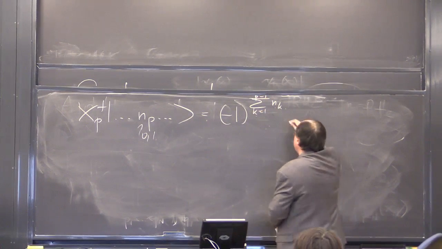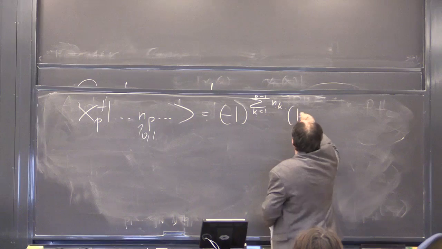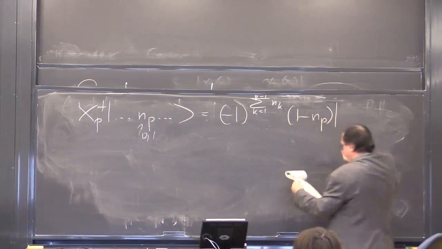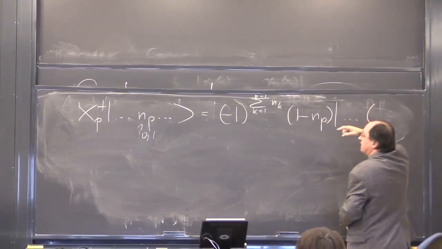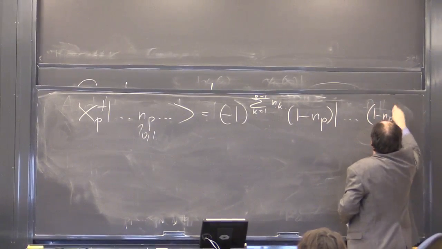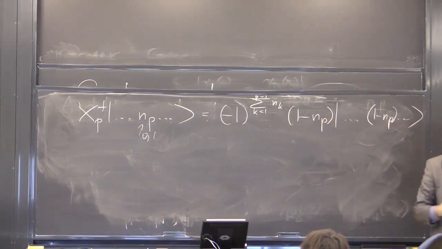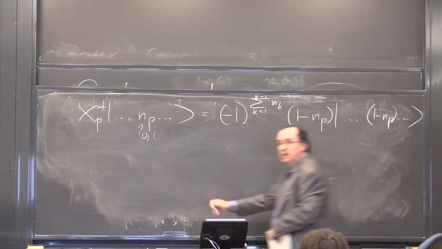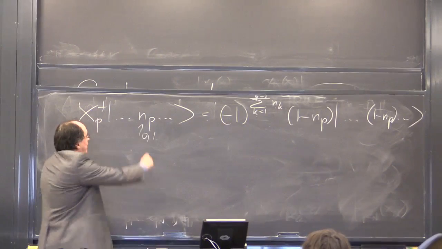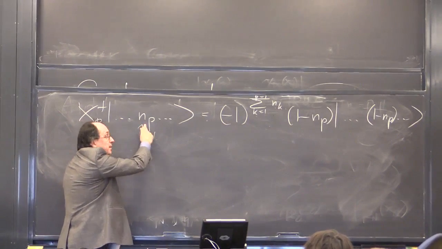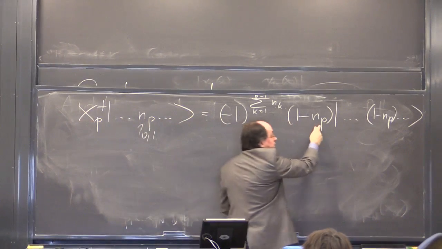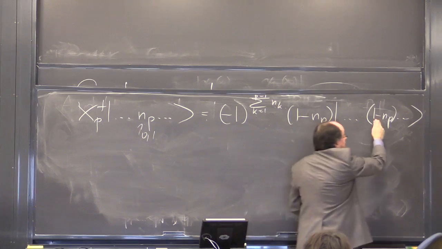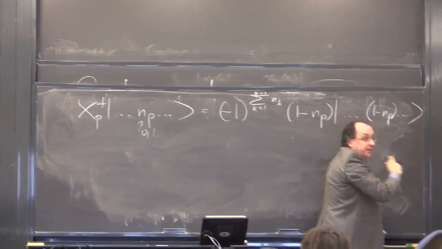And then we're going to have 1 minus n_p as our prefactor, and then you're going to replace n_p by 1 minus n_p. Let's just convince ourselves that this is right. I'm not making it up or copying from my notes, since we're making mistakes. When n_p is 0, you read through: 1 minus 0 is 1. You create a particle here.